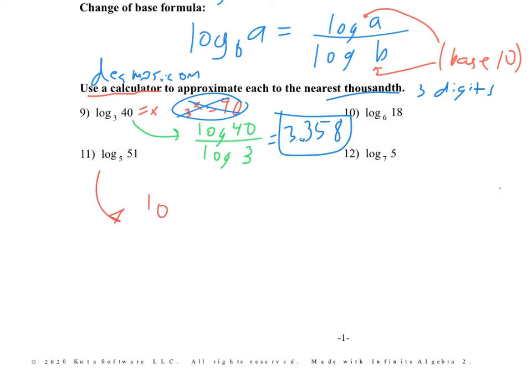So number 11, I'm just going to type in log 51 divided by log 5. And so for that, we get 2.443.